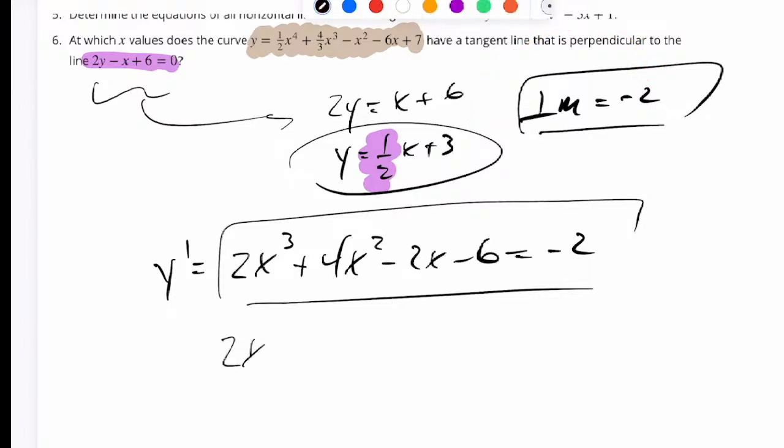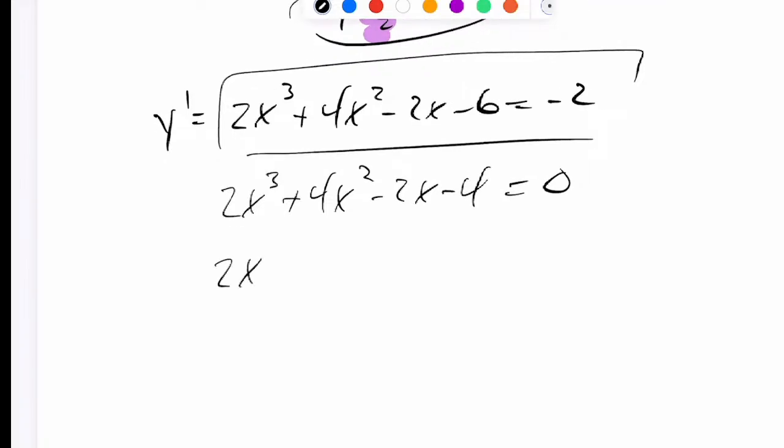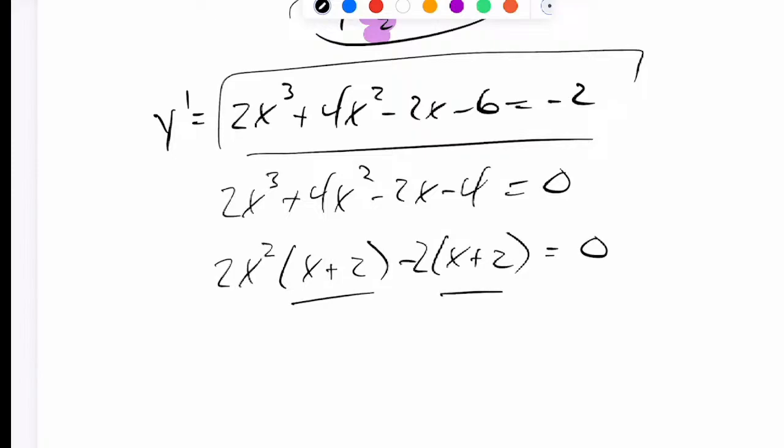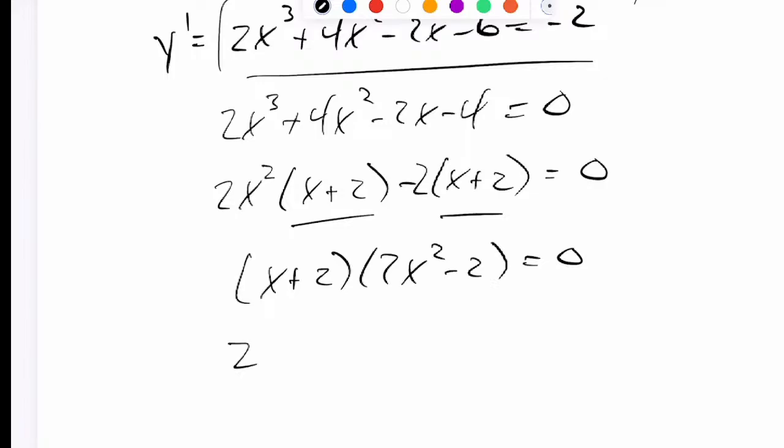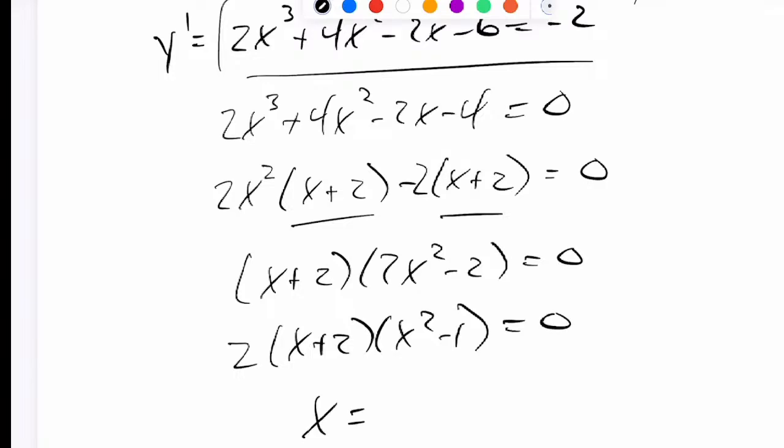So if I solve this, you get 2x cubed plus 4x squared minus 2x minus 4 is 0 when I bring the negative 2 to the other side. And then you can factor out a 2x squared. You get x plus 2. Factor out a minus 2 here. I'll get an x plus 2 a second time, which is what I want. And then you can factor this by grouping. So this becomes x plus 2 times 2x squared minus 2 is 0. And I can factor the 2 out, if you want to fully factor it. It doesn't matter. And the x values, Eric, are negative 2 or plus or minus 1.